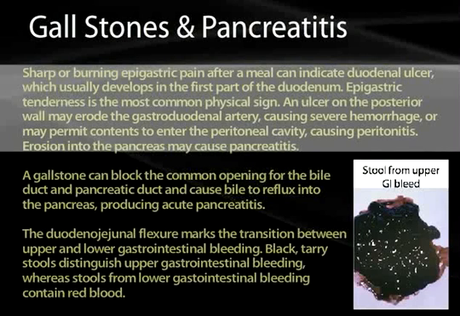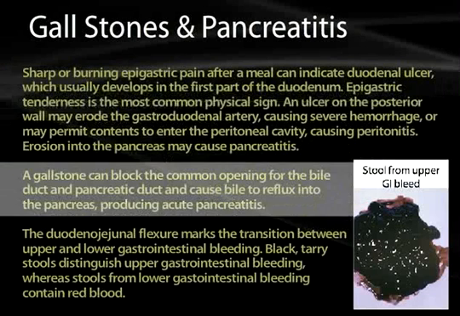With an ulcer on the posterior wall, it may erode to the gastroduodenal artery, causing severe hemorrhage, or it may permit the contents of the bowel to get into the cavity and cause a generalized peritonitis, which can indeed be deadly. The gallstones, which will block the common opening, will create reflux into the pancreas, and that will produce the pain associated with it. Remember, these enzymes are designed to break down proteins, which is what the ducts are, so once they're exposed to it for too long, they will break down and erode.